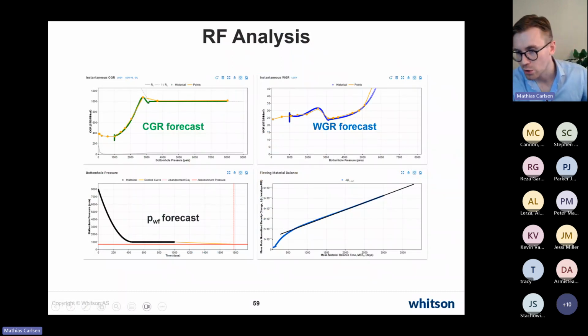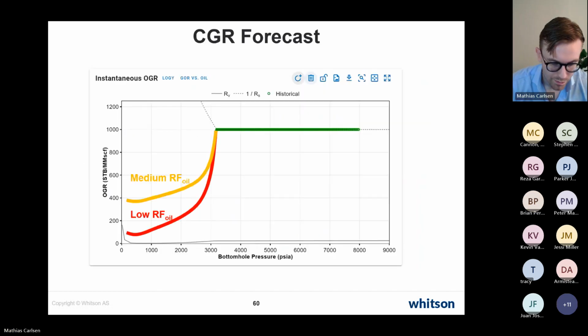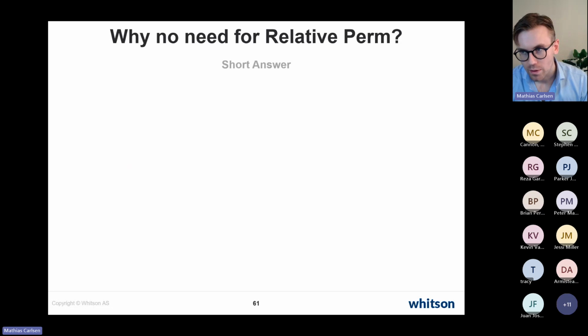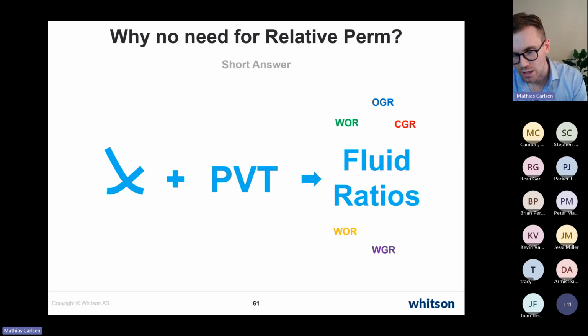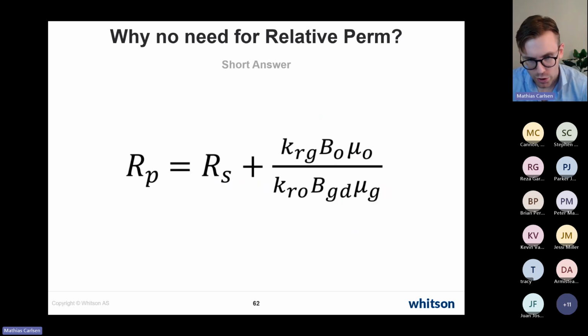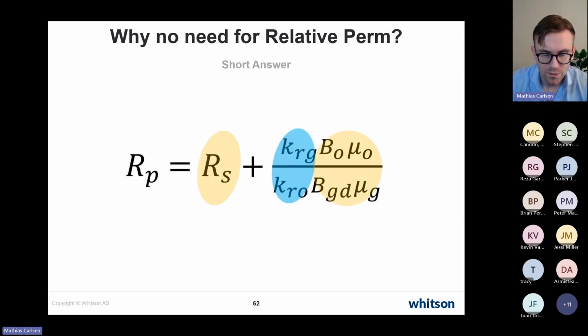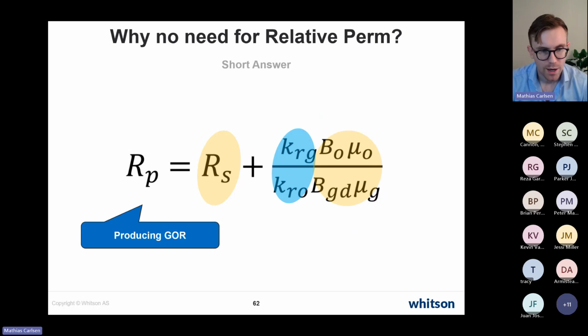But here we're saying, okay, we haven't used rel perms for the multiphase FMB, so for the forecasting exercise as well, we would like to just forecast these ratios versus pressure and the pressure versus time. Pressure versus time you need anyway, no matter what you're thinking about. So we skip using rel perms because we're just forecasting the ratios themselves. And if you want to convince yourself that the ratios are just PVT properties and rel perms, you can look at this equation right here. This is producing GOR for oil. These are PVT properties, and this is a rel perm term right here, and this is the producing GOR equation.